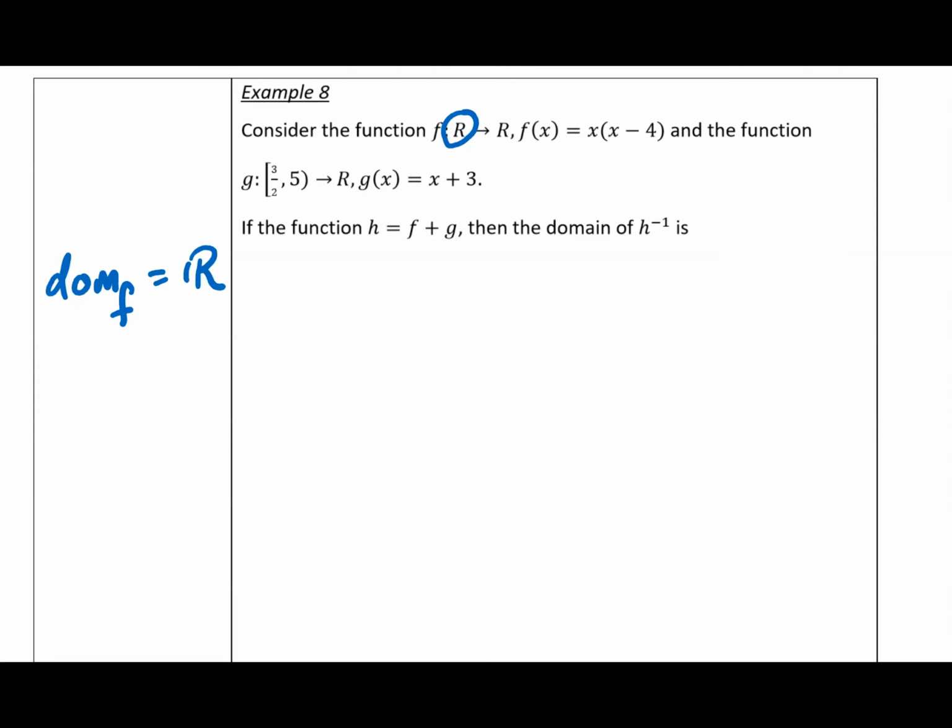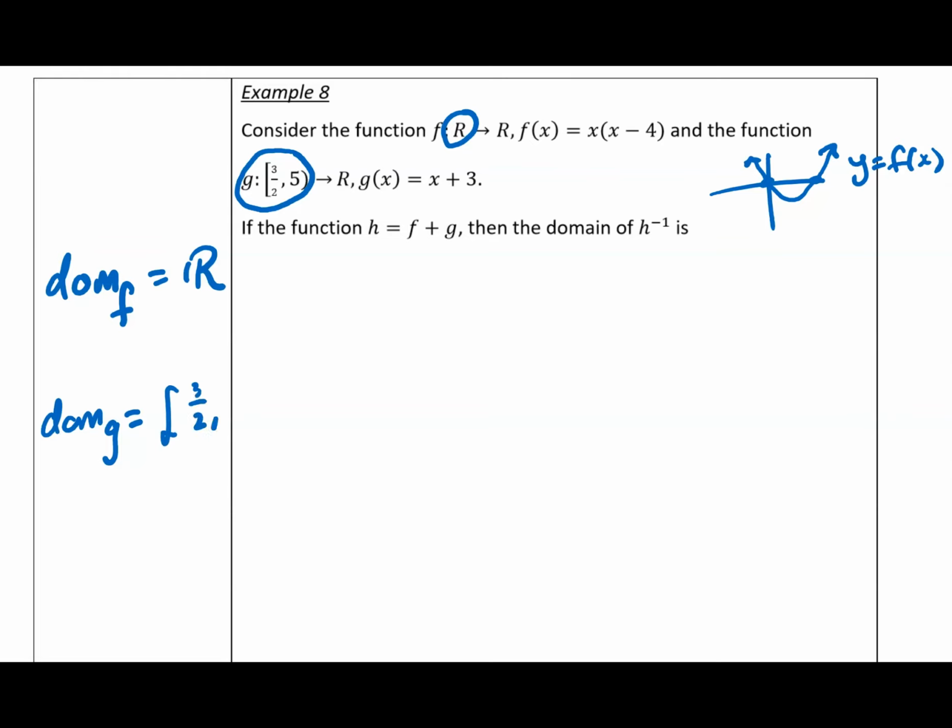So we've got a quadratic that passes through 0 and 4, so it's going to look something like this. So it's just going to be y equals f. Now we're also told that g, so the domain of g, is equal to 3 over 2 to 5. And g is just a linear line x plus 3. So that's just going to be a straight line x plus 3.